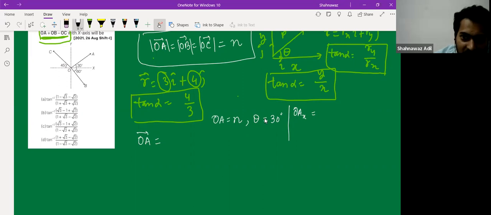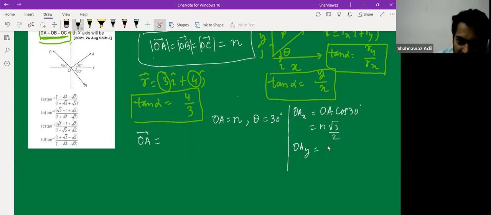So Abhinav, what will be the x component of OA? OA cos 30. And cos 30 is what? Root 3 by 2. Okay. So the x component is this, and the y component is what?